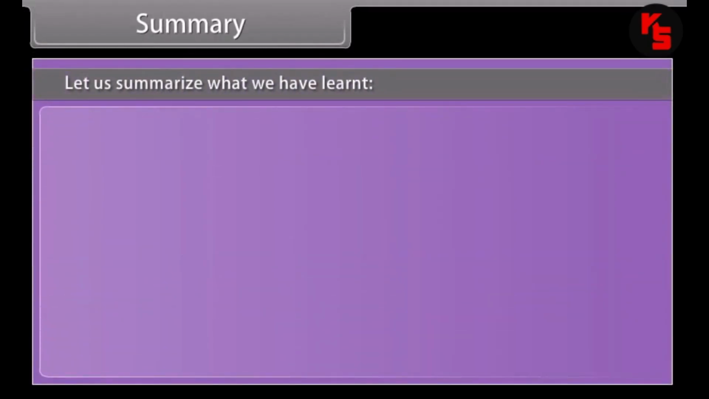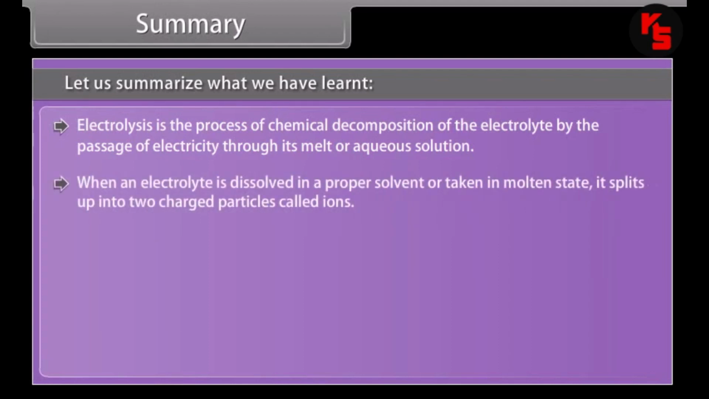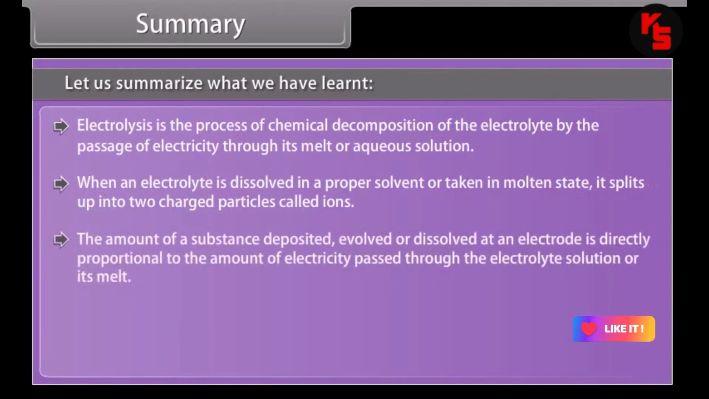Summary. Let us summarize what we have learnt. Electrolysis is the process of chemical decomposition of the electrolyte by the passage of electricity through its melt or aqueous solution. When an electrolyte is dissolved in a proper solvent or taken in molten state, it splits up into two charged particles called ions. The amount of a substance deposited, evolved or dissolved at an electrode is directly proportional to the amount of electricity passed through the electrolyte solution or its melt.